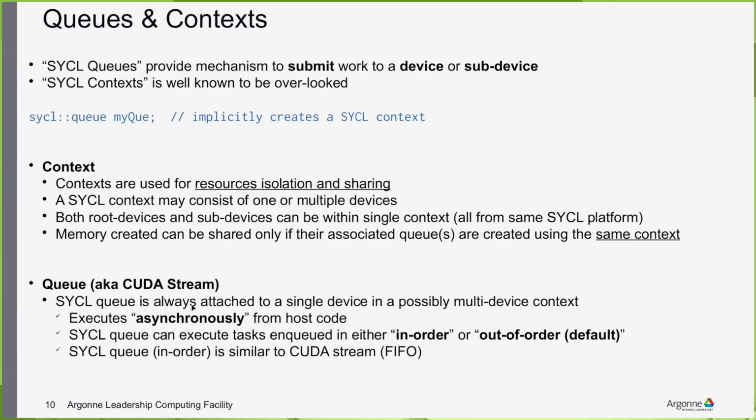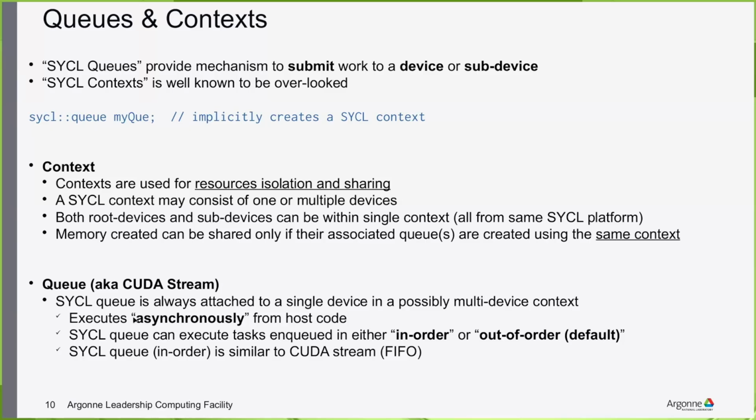Talking about the most important aspect, which is the SYCL queue, this is nothing but a CUDA stream. A queue is a way to submit your kernels to the device, or to submit your data transfers between host and device. A SYCL queue is always attached to a single device in a possibly multi-device context. So even though a context can expose multiple devices or a single device, your queue is always tied to a single device. Whatever work you submit to the queue always gets executed on that particular device.